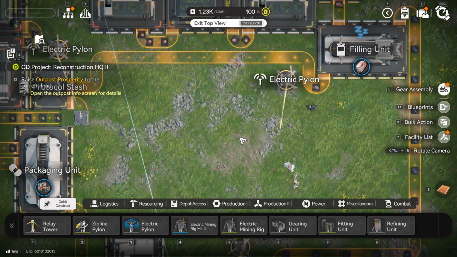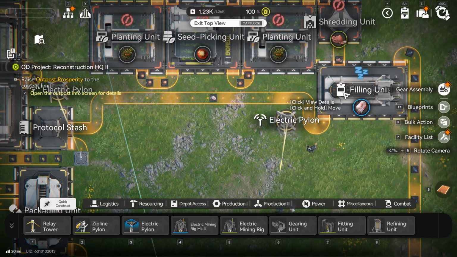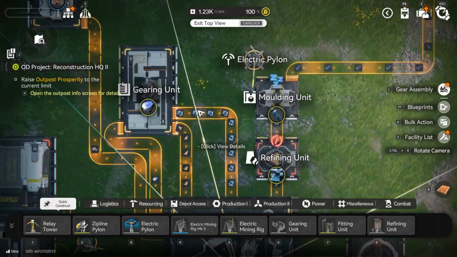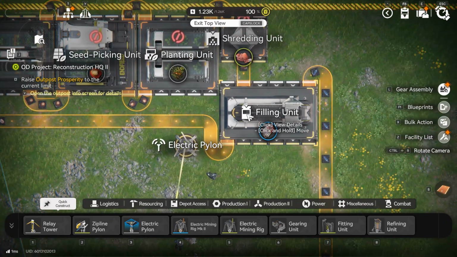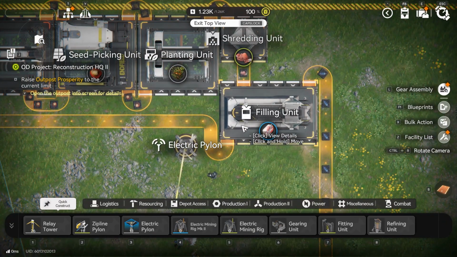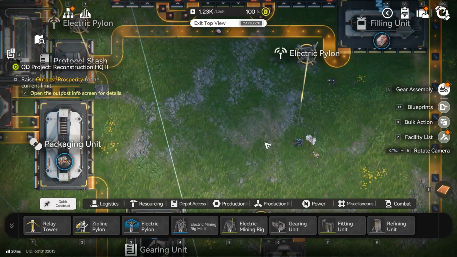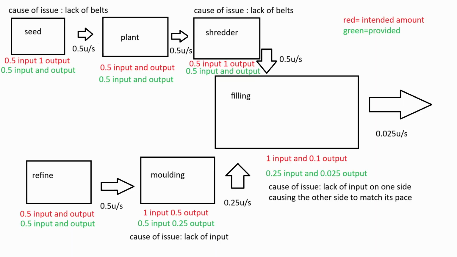So now let's look at our production line efficiency total, which is simple. We just take the last unit before it is run back to base, in which case this protocol stash that runs back to our automation core. And yes, our filling unit is currently running at 25% efficiency at a rate of 0.025 units per second. I'm going to use this picture right here to describe it best. As you can see right here, all the information is available. You can pause the video and see it for yourselves.